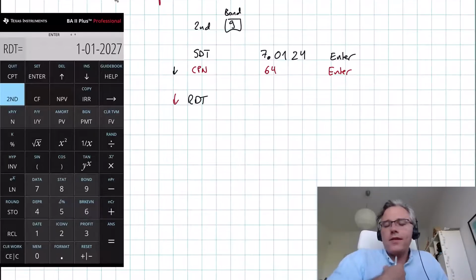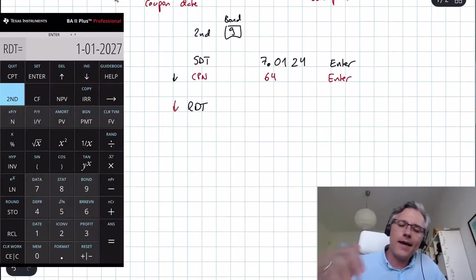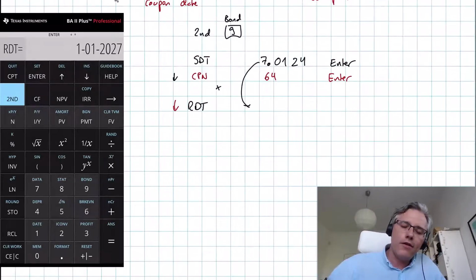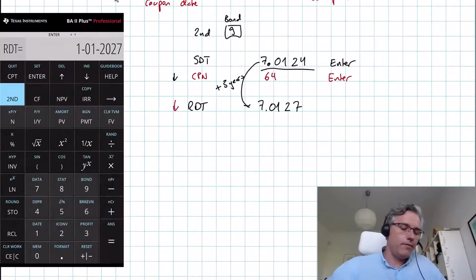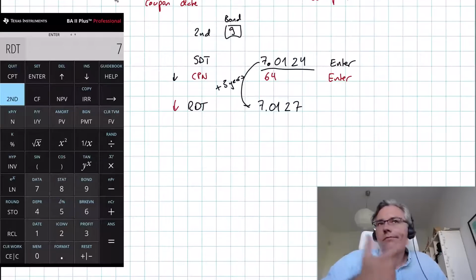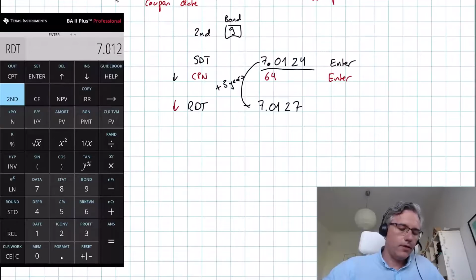We're told in this example that this is a 3-year bond, so simply add 3 years to whatever you input as your settlement date. I made this date up, so just keep it consistent. July the 1st, and add 3 years, make it 27. Or if you started with a different settlement date, just add 3 years to it. 7.0127. And of course, follow up with the enter key.